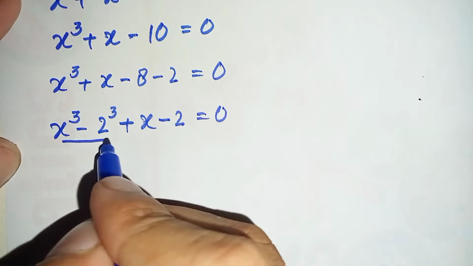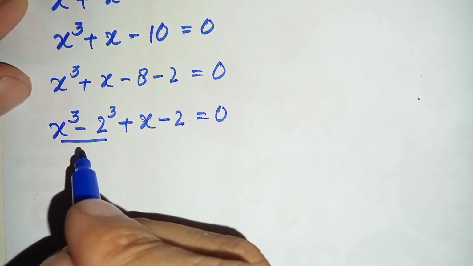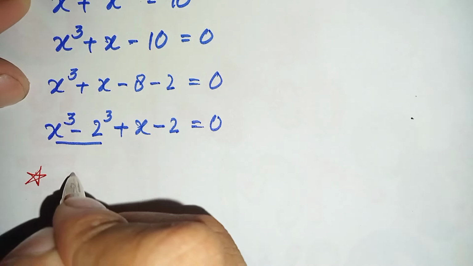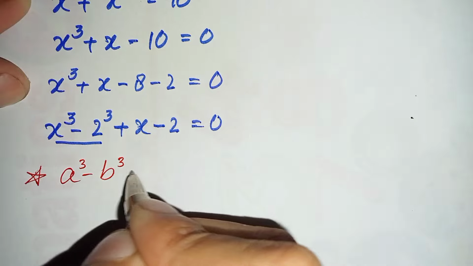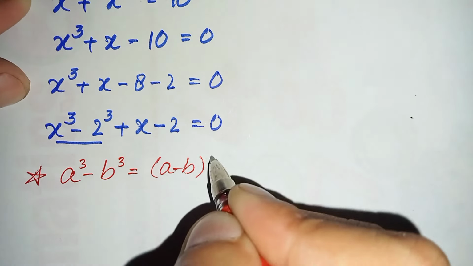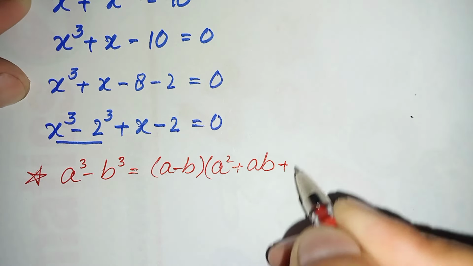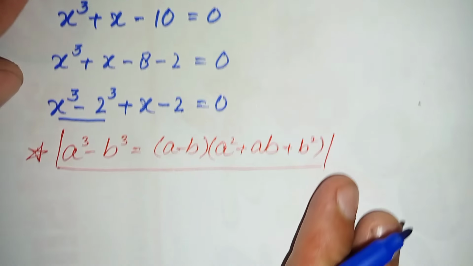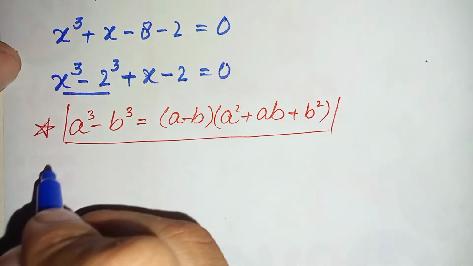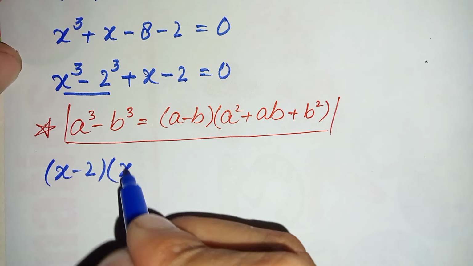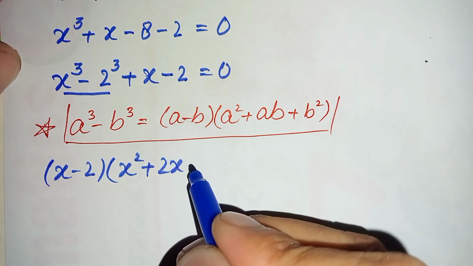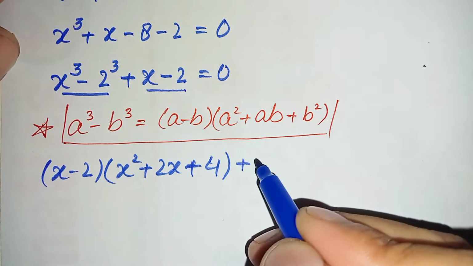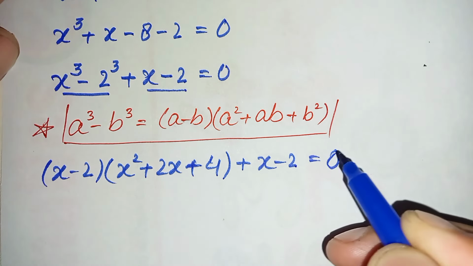Now look into these two terms, this is x cube minus 2 cube. So this is a famous cubic identity, a cube minus b cube. So here we will use this one cubic identity, a cube minus b cube is equal to a minus b times a square plus ab plus b square. So using this cubic identity in the first term, where a is x and b is 2, this will become x minus 2 times x square plus 2x plus 2 square is 4, plus this x minus 2, is equal to 0.